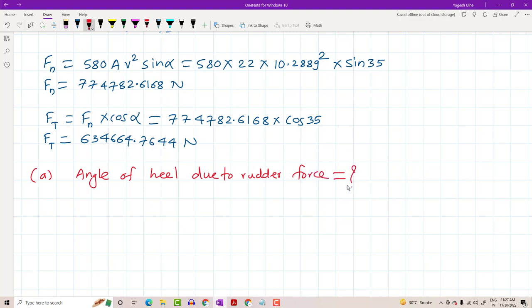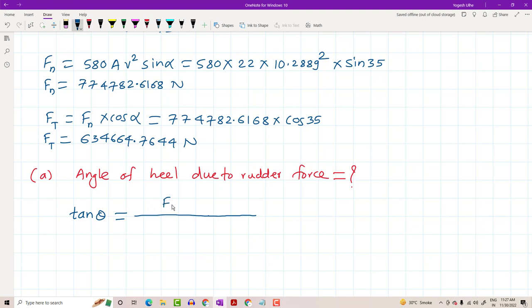Rudder force. That is what our target. And if you remember our discussion, angle of heel due to rudder force will be what, guys? Tan theta will be equal to what? What is the relation we have seen? Can anyone tell me? Just tell me the relation. Okay, try to see the relation.